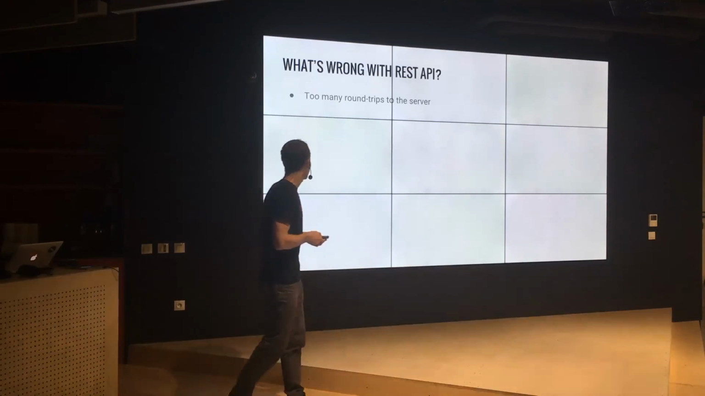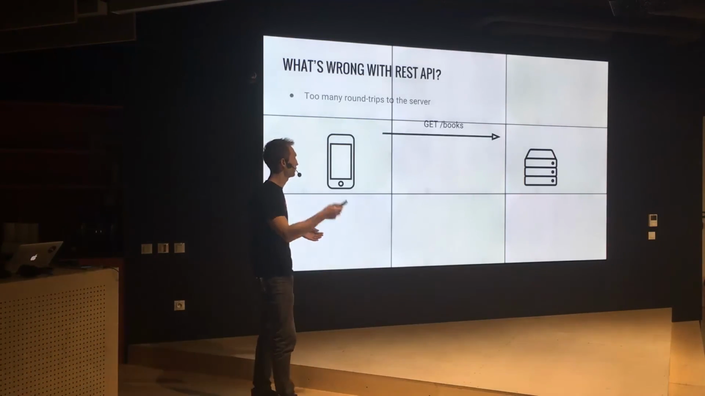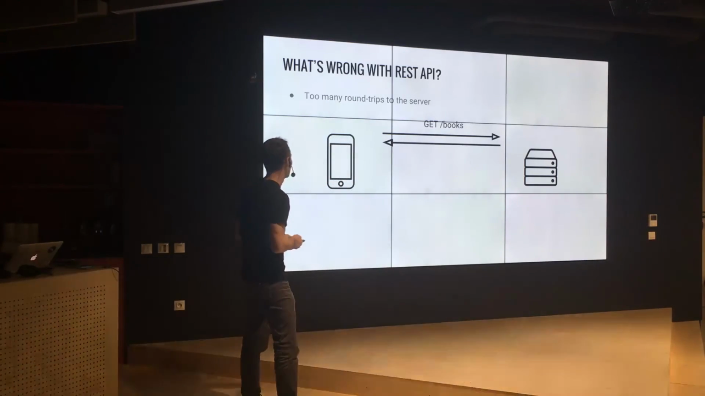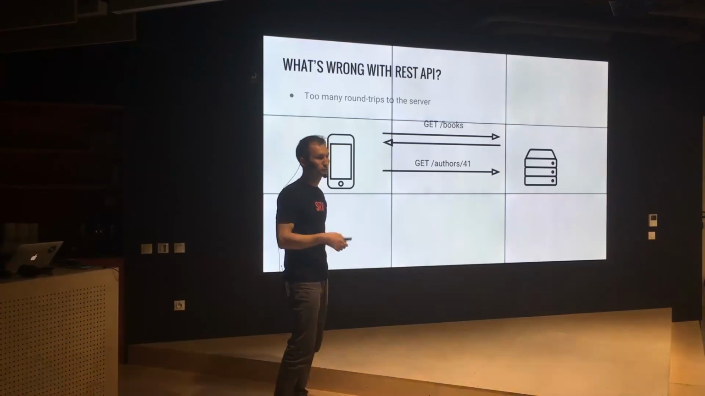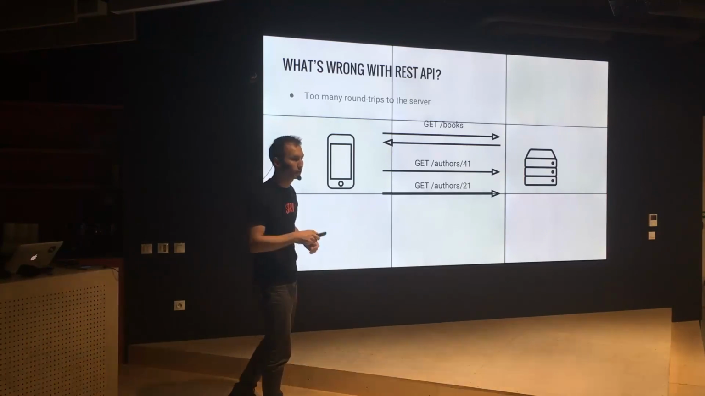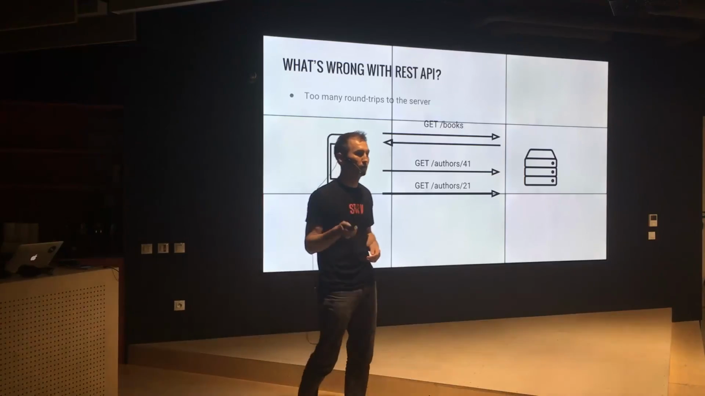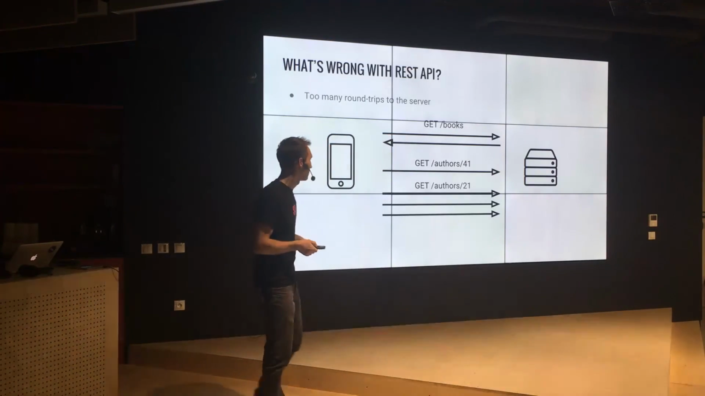So the basic idea of how it works in a REST API is usually this, right? You send a request to get some resource and the server responds, and then okay, I need the author for that book to display it together. Then I need another author for another book, and it can end up bombarding your server with requests, and that's something we don't like.